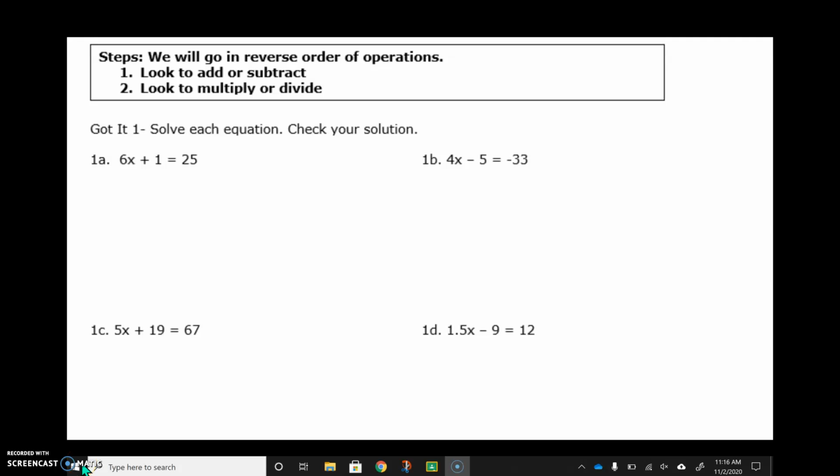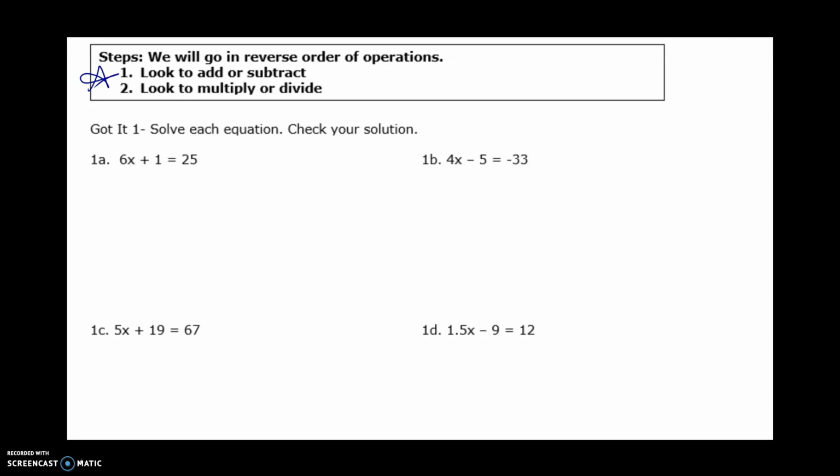Okay, we are going to talk about two-step equations. So I have 6x plus 1 equals 25. First, we look to add or subtract. Second, we look to multiply or divide. So for this question, because it's adding 1, I'm going to subtract 1 from both sides.